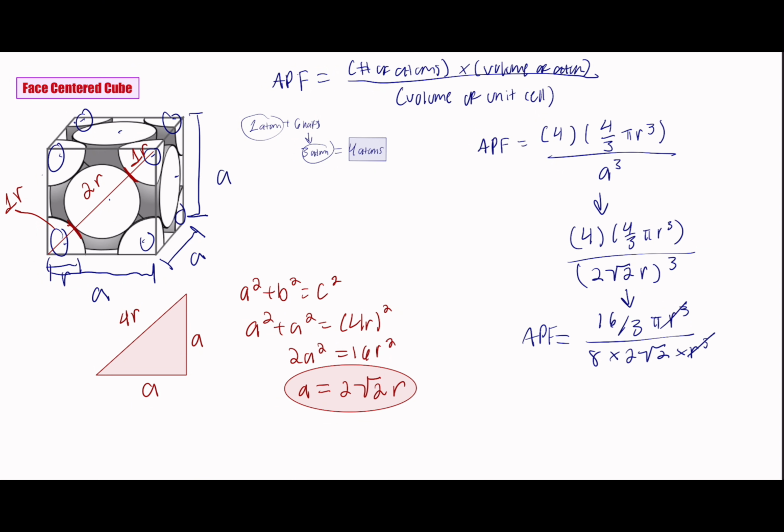you can go ahead and just plug the remaining into the calculator, or you can just go ahead and manually simplify it, which would be 16 pi over 3 times 8 times 2, which equals pi over 3 times square root of 2, which is going to equal pi square root of 2 over 6, which will give you an atomic packing factor of 0.74 or 74%. And that is the atomic packing factor for the base center cube.